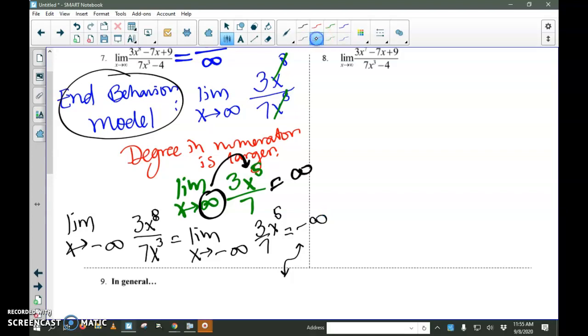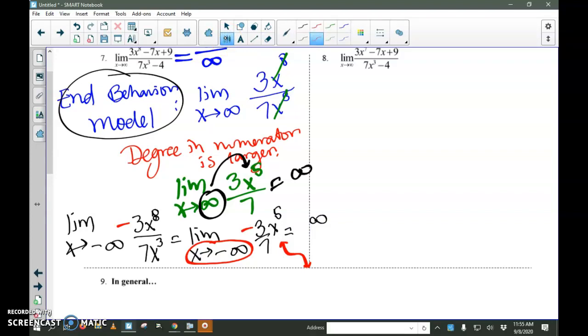Let's pretend that this was a negative 3x to the 8th over 7x cubed. So when I simplified, I had negative 3/7 x to the 5th. Well, then I would have a function that looks like this. Odd degree, negative leading coefficient. And so if I'm still looking at the limit as x approaches negative infinity, now, because of my negative leading coefficient, my overall limit approaches positive infinity.